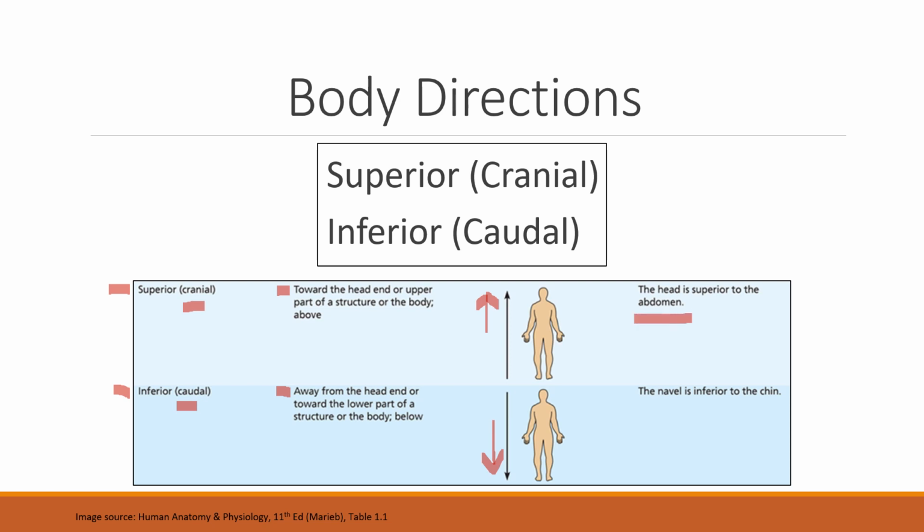So you would say the head is superior to the abdomen. Notice it's relative to each other. The head is superior to the abdomen. The abdomen is superior to the pelvis. In this case, the example here, the navel is inferior to the chin. So the chin is up here, navel's down there. You say the navel is inferior to the chin. Make sense?